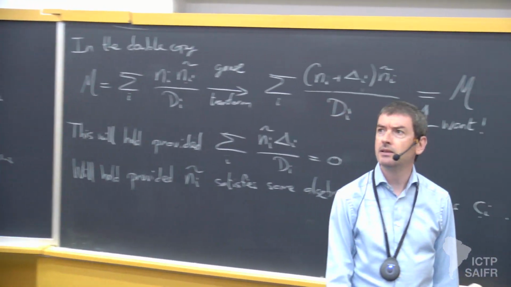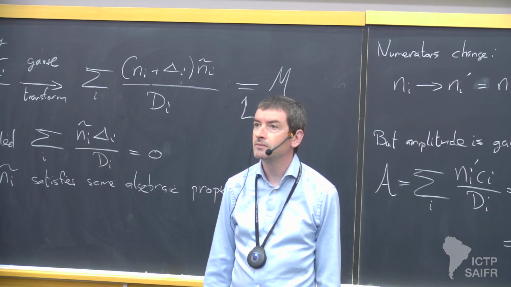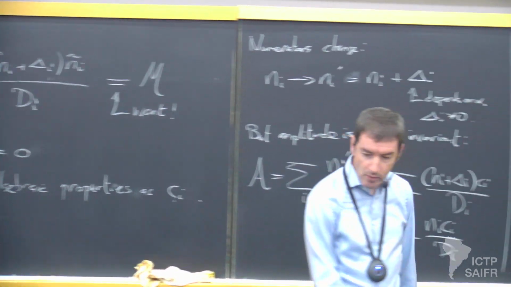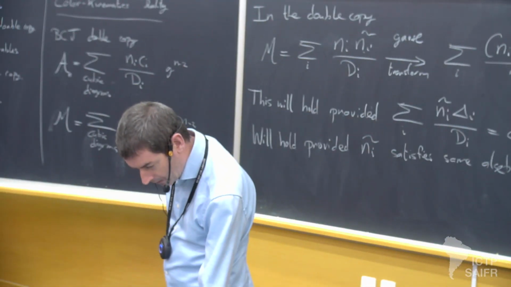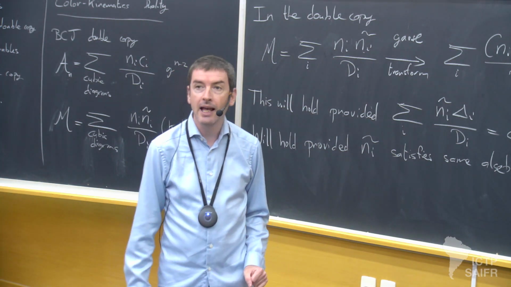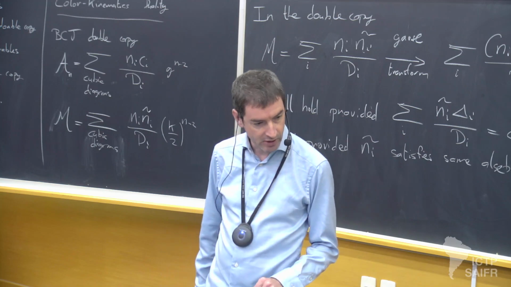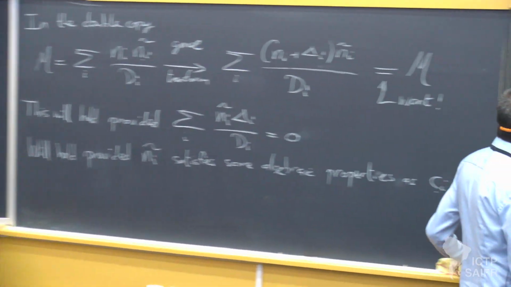Any others? Okay, excellent. I wanted to make just a few quick comments, and then I'll discuss an example where we actually understand in a more detailed way where the Jacobi relations come from.